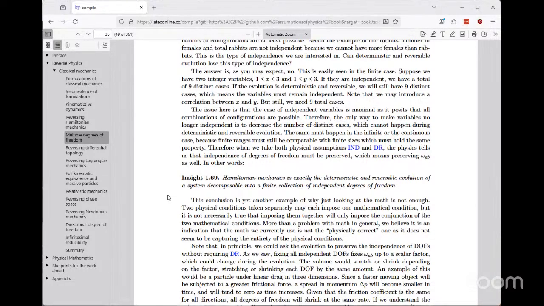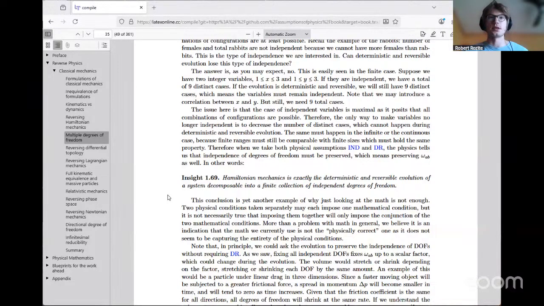Therefore, when we take both physical assumptions, independence of degrees of freedom, and determinism and reversibility, the physics tells us that independence of degrees of freedom must be preserved, which means preserving omega AB as well. In other words, in slide 1.69, Hamiltonian mechanics is exactly the deterministic and reversible evolution of a system decomposable into a finite collection of independent degrees of freedom.